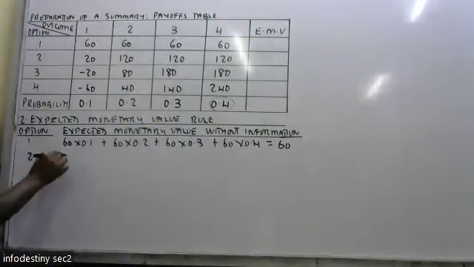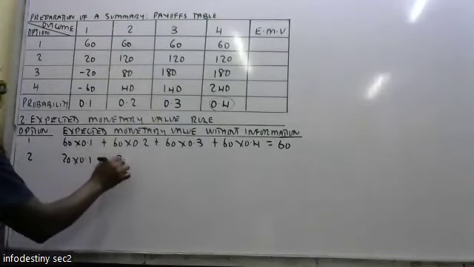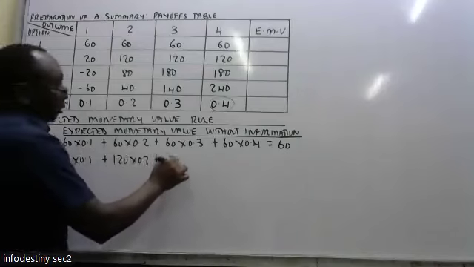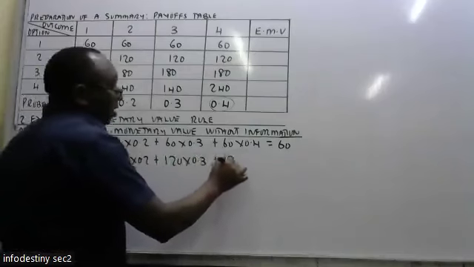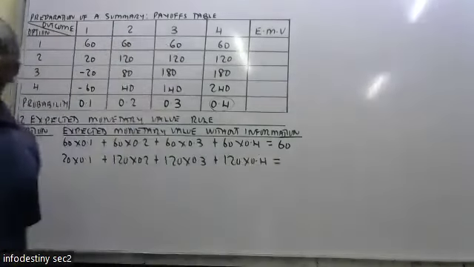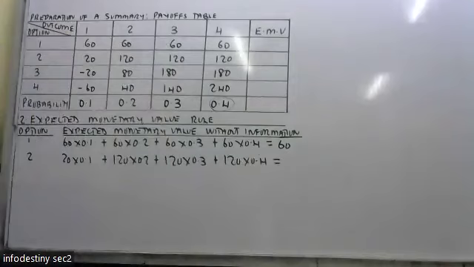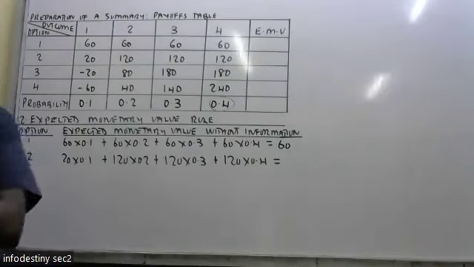Number 2, you do the same thing. 20 times 0.1 plus 120 times 0.2 plus 120 times 0.3 plus 120 times 0.4. The answer? 110, good.